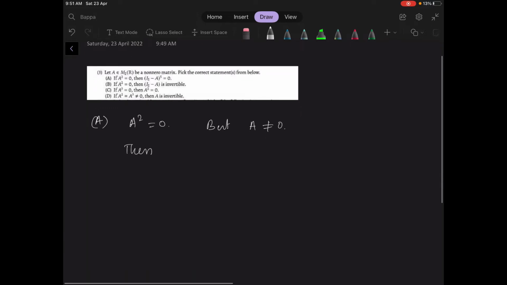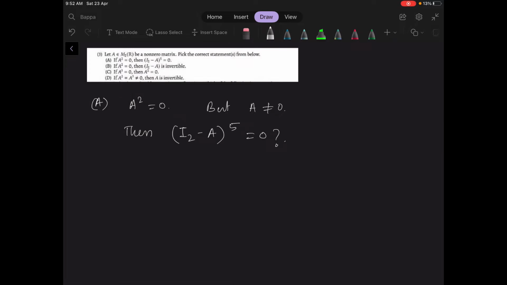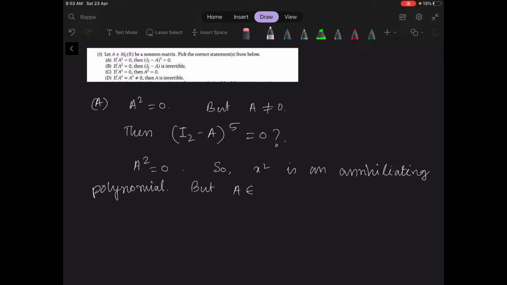Then is (I2 minus A) whole to the power 5 equal to 0 or not? But A square equal to 0, so X square is an annihilating polynomial, but A is in M2(R), hence the characteristic polynomial of A in X is equal to X square.